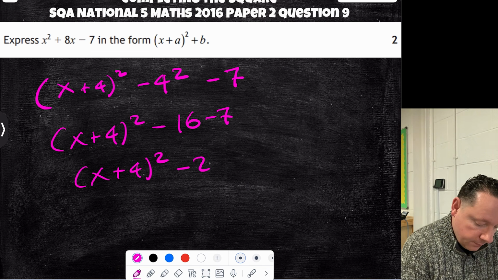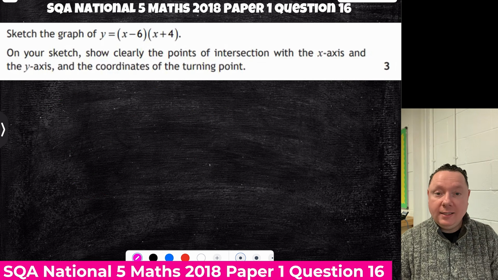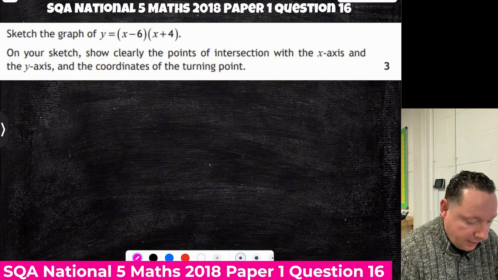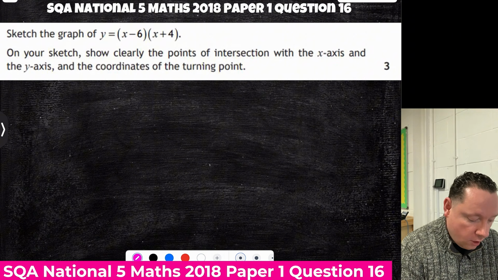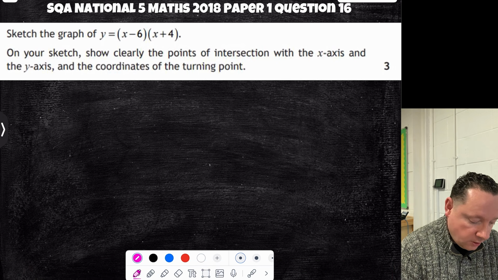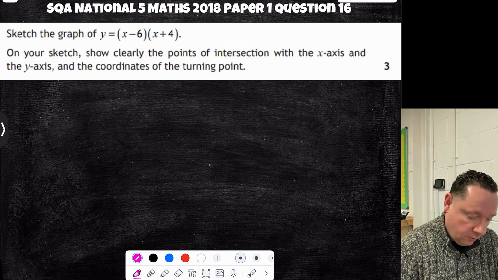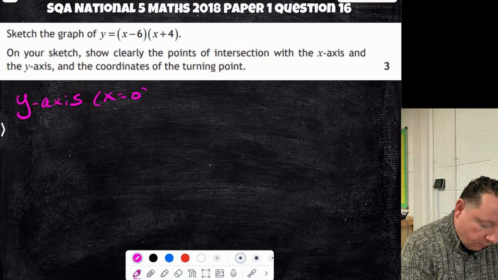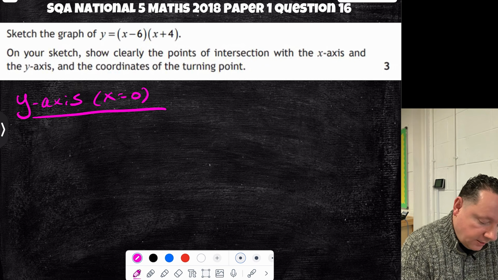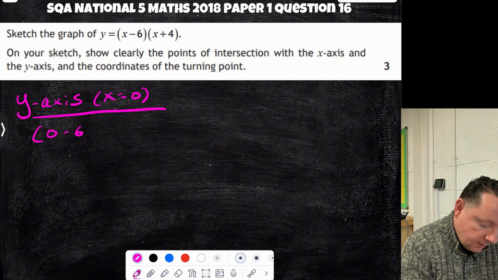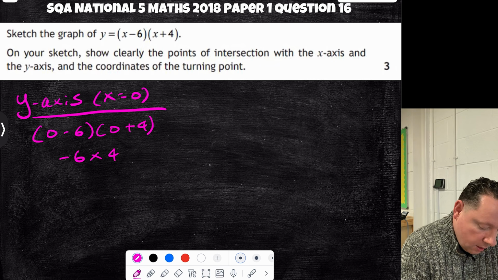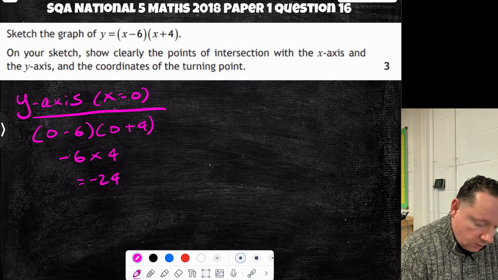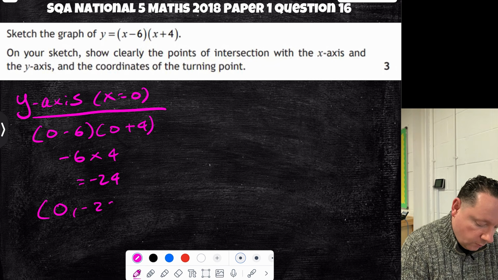And we're done there. SQA National 5 Maths 2018, paper 1, question 16. Sketch a graph of y equals x minus 6, x plus 4. On the sketch, show the points of intersection with the x and y axis and the turning point. Okay, let's do our points of intersection first. So it cuts the y axis when x equals 0. So when x equals 0, we get 0 minus 6, 0 plus 4. So that's minus 6 times 4, which is minus 24.